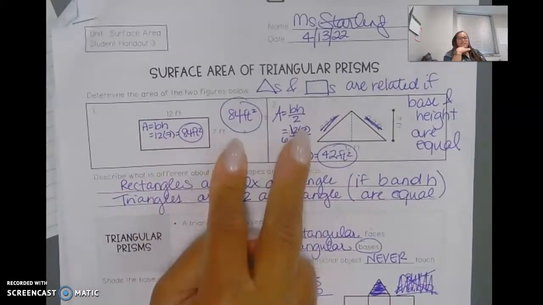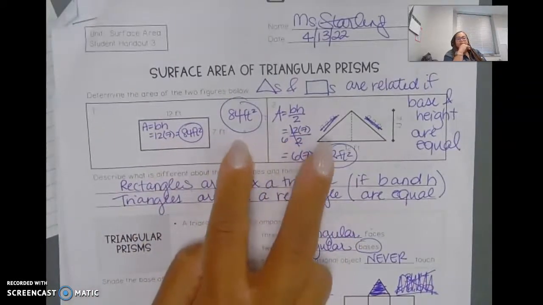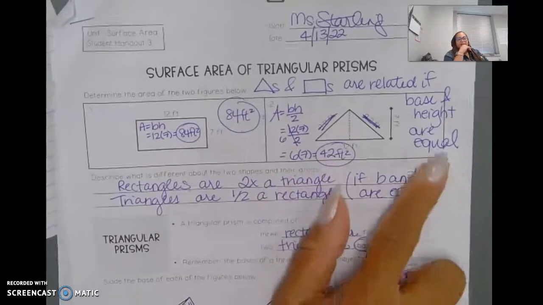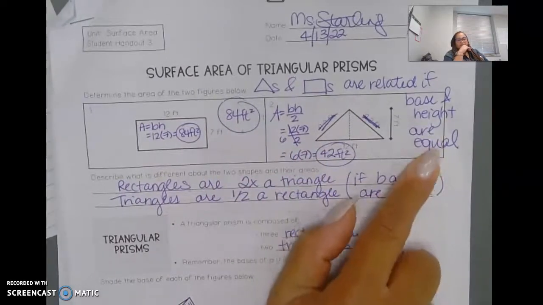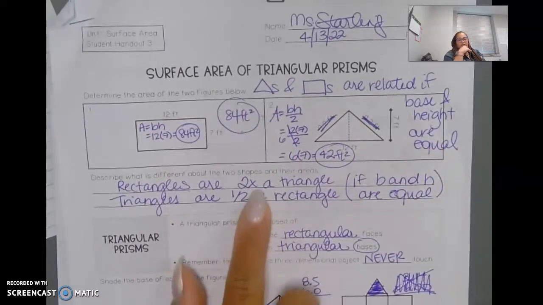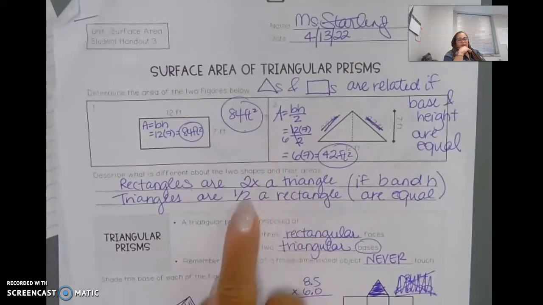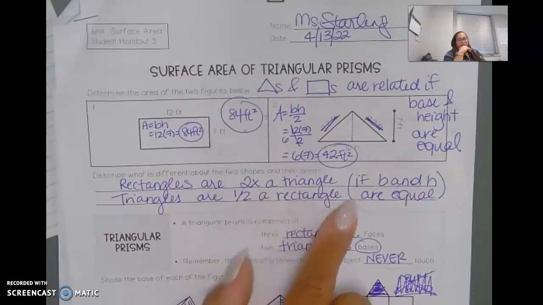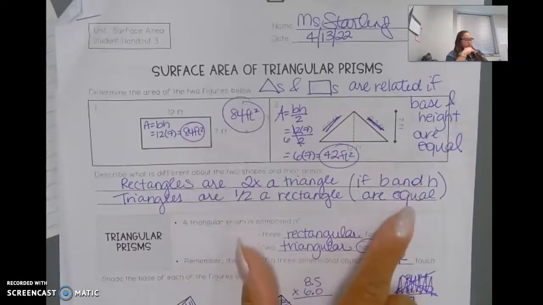We started off by discussing how a rectangle and a triangle are related if they have the same base and height. Rectangles are 2 times a triangle, and triangles are half a rectangle, again, if the base and height are equal.